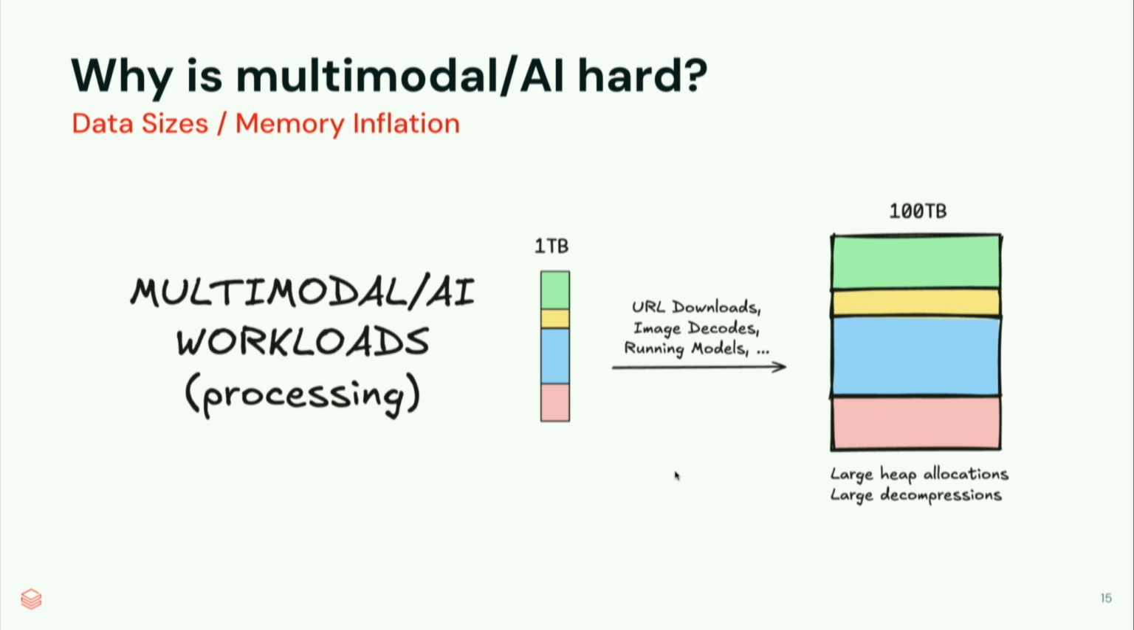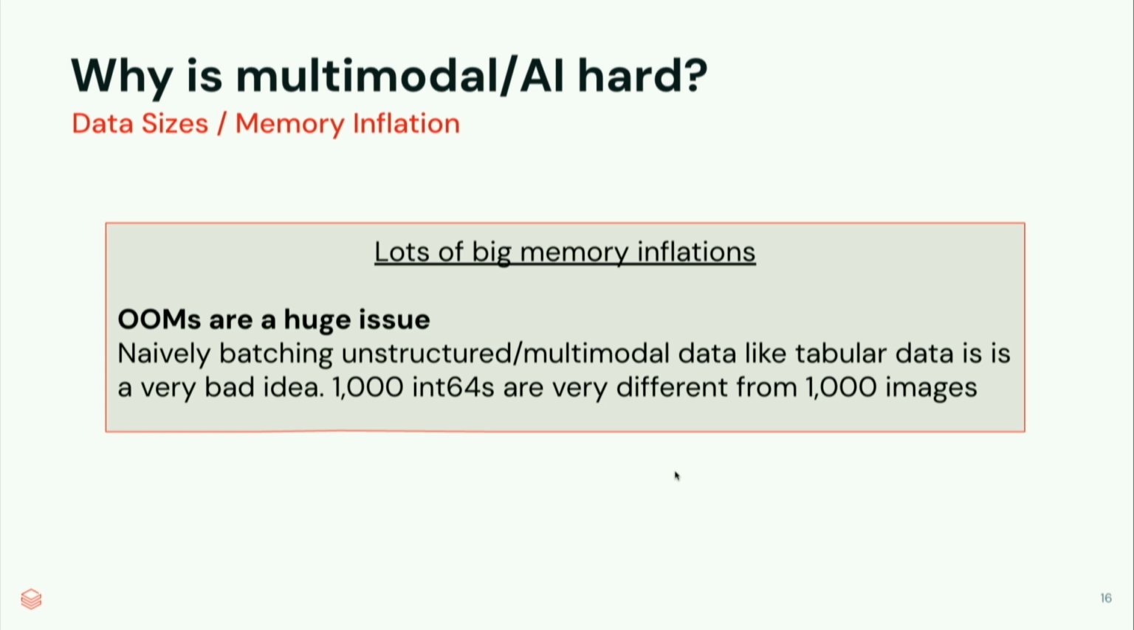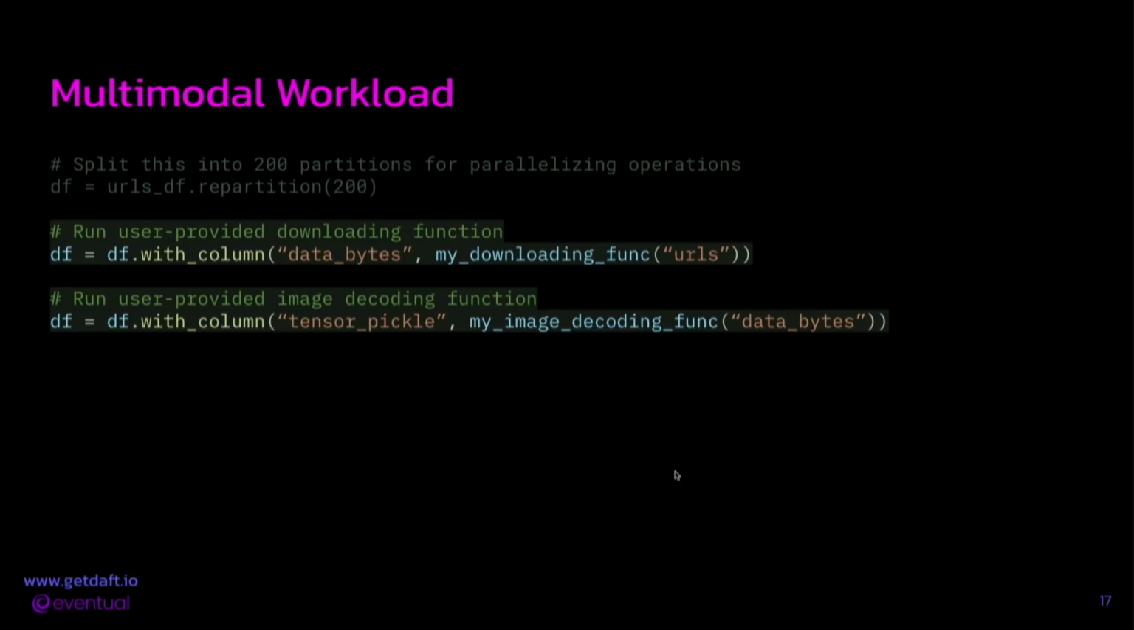And so what that means is that when you work with a system like Spark, you have to be very, very careful about how large each chunk of data, or in Spark terms, each partition of data actually is, in order to avoid the issue. If the Spark users in the crowd ever worked with multimodal data, your system's going to explode. It's going to be like out of memory, right? That's because one partition of data inflated to be so large that it just crashed your entire system. Naively batching your multimodal data, just like you do with tabular data, is a very bad idea. 1,000 integers is not in any way equivalent to 1,000 images, right? So that's problem number one.